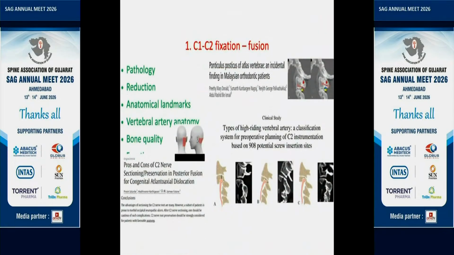Coming to C1, C2 fixation fusion, we should discuss the pathology, the reduction, the anatomical landmarks, the vertebral artery anatomy, and the bone quality. There are various studies which show incidental findings of vertebral artery anomalies in patients. High riding vertebral artery matters in preoperative planning of C2 instrumentation, based on 908 potential screw insertions.